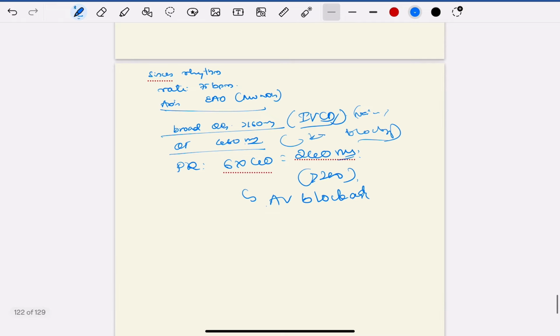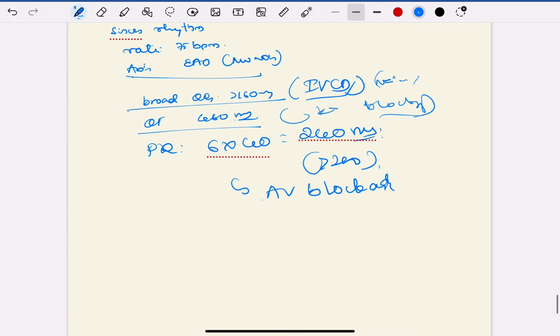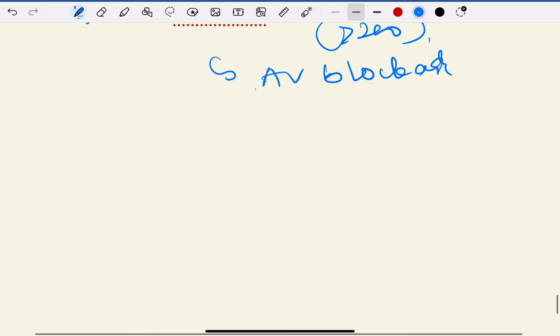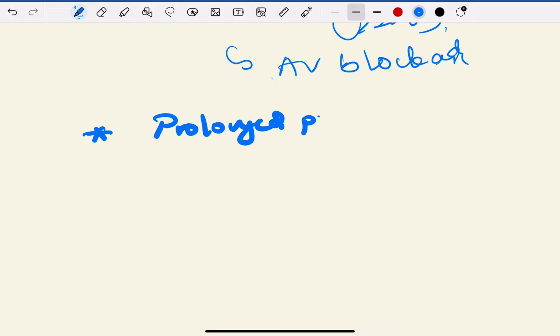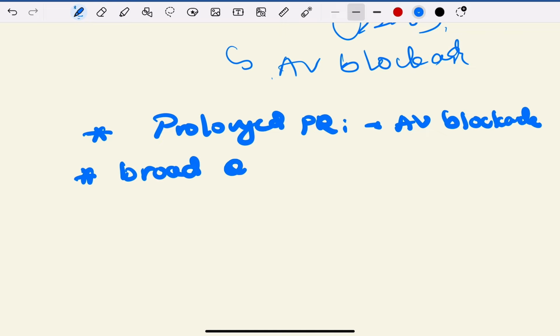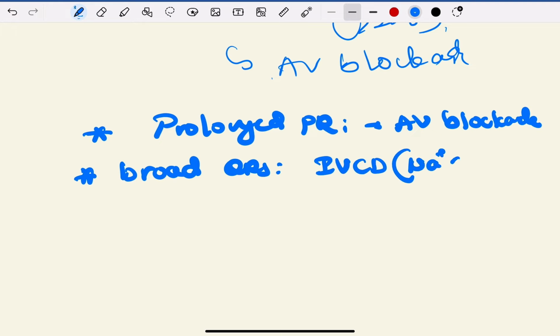So the three important toxicological findings in this ECG are, I'll write down here once more, a prolonged PR interval. Prolonged PR interval suggests AV blockade, atrioventricular nodal blockade. Next, one more finding is broad QRS. Broad QRS suggests what? Intraventricular conduction delay, that suggests sodium channel blockade.